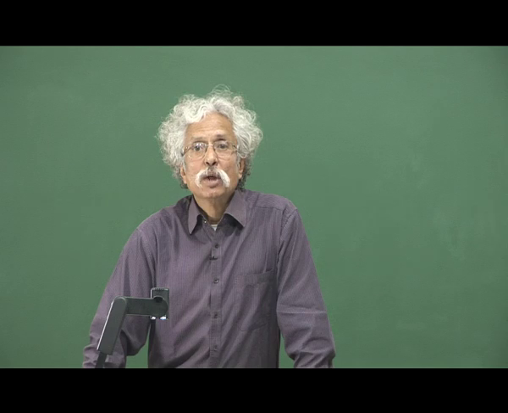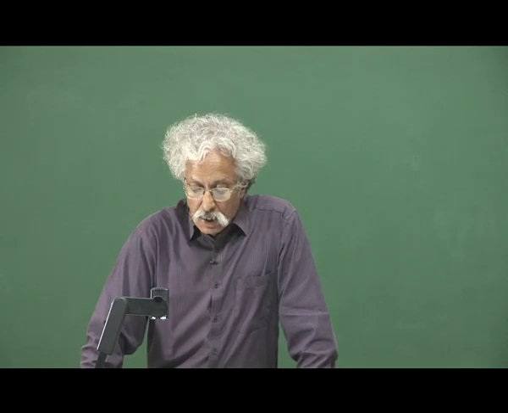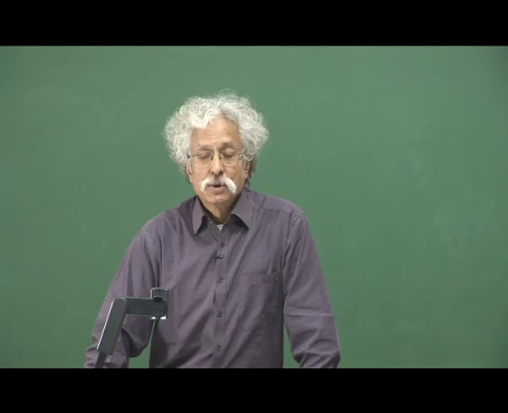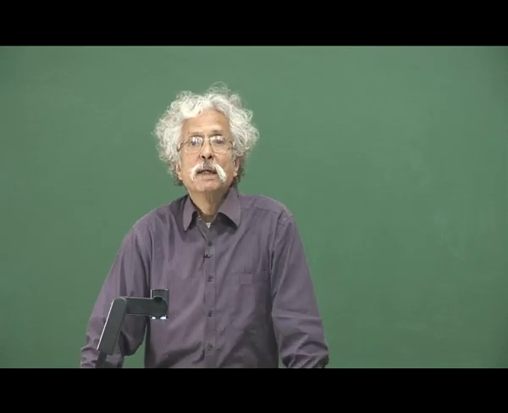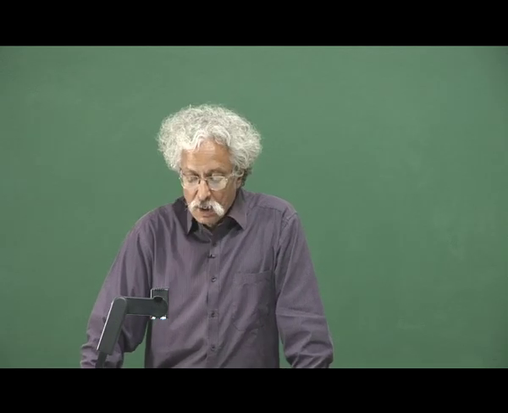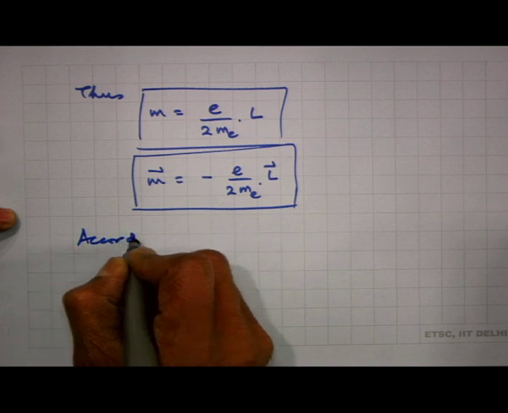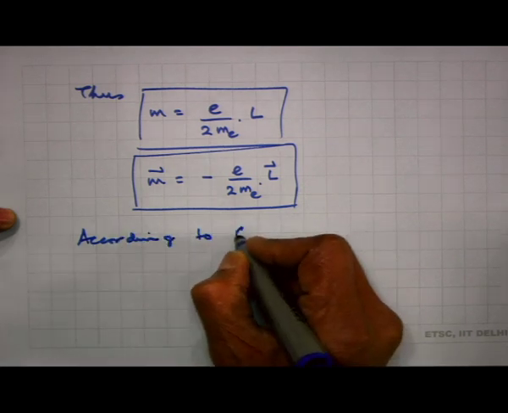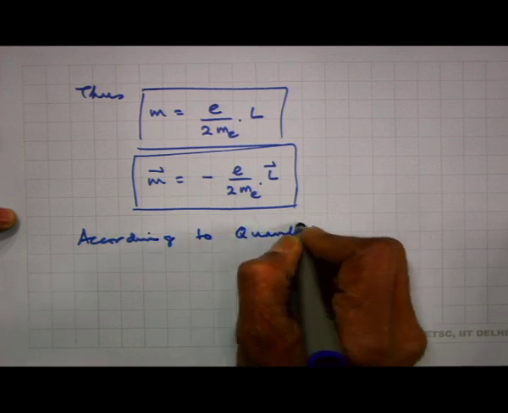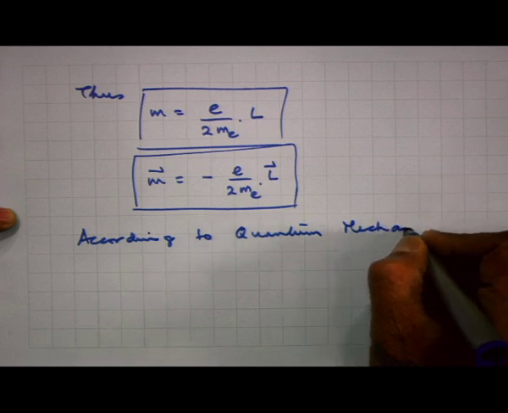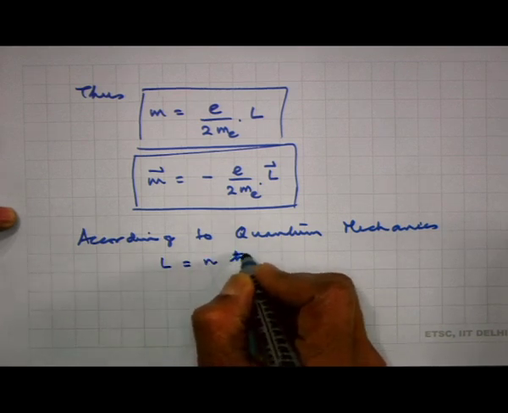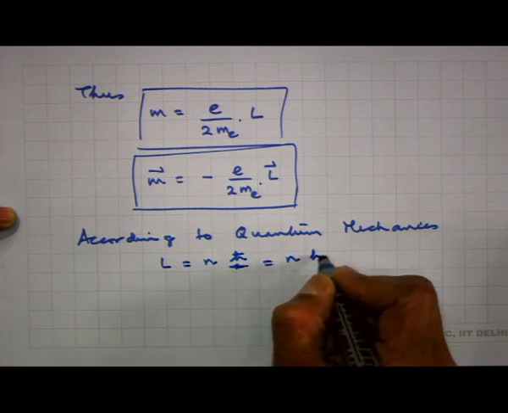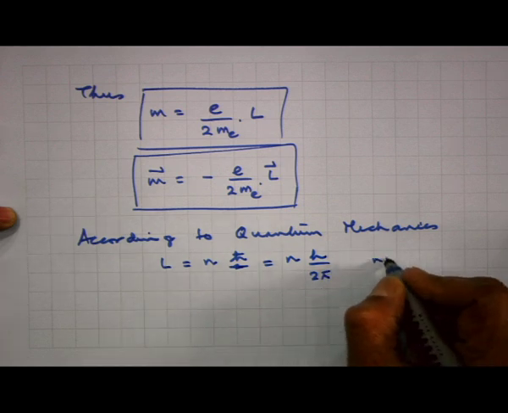It is found using quantum mechanical principles that angular momentum cannot have arbitrary values. Now, this is not obtained classically by this argument, but if I use quantum mechanics, I find that the angular momentum cannot have arbitrary values. According to quantum mechanics, L can only be multiples of this quantity, which is equal to n h by 2 pi, and n is an integer.